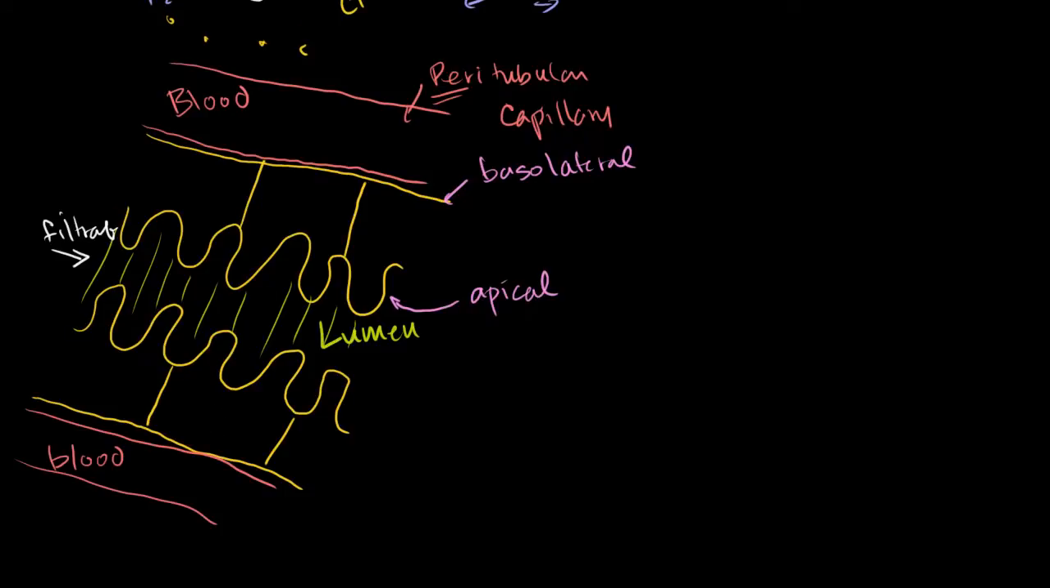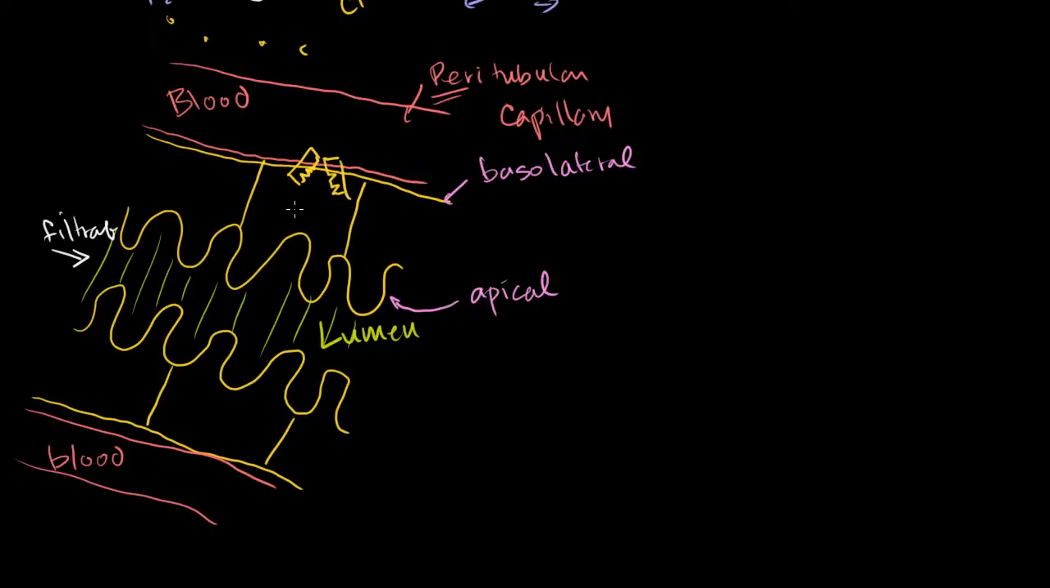Let's think about what happens with the glucose. What happens is we actually have sodium-potassium pumps on the basolateral side of these cells. I'll just draw one right here. You might want to watch the video on sodium-potassium pumps. I have a whole video on it.